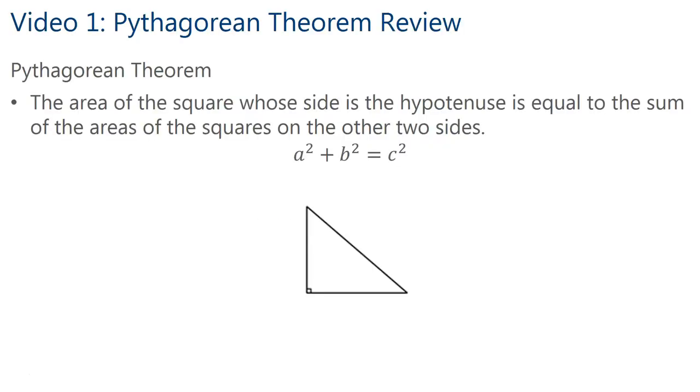In this video, we're going to review the Pythagorean theorem, as there will be examples that come up throughout the unit where the Pythagorean theorem will be helpful. Now, the Pythagorean theorem states that the area of the square whose side is the hypotenuse is equal to the sum of the areas of the squares on the other two sides. So in other words, a squared plus b squared equals c squared, where a and b are the two side lengths, sometimes referred to as legs of the triangle, and c is the hypotenuse.